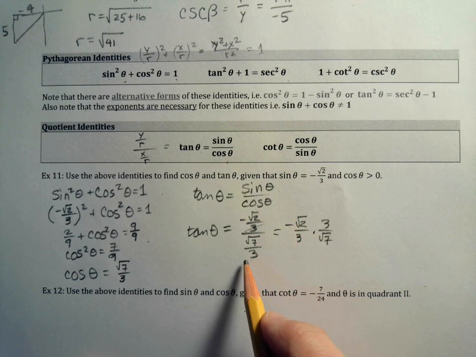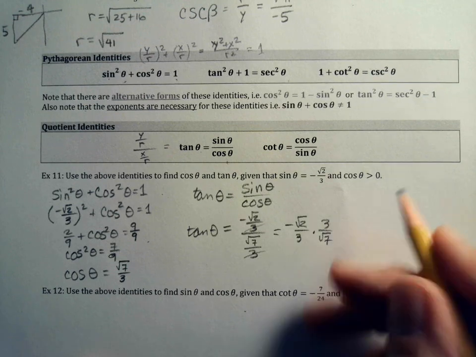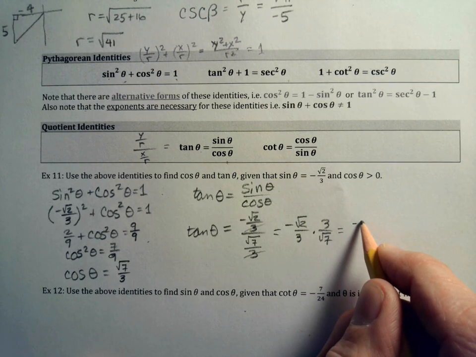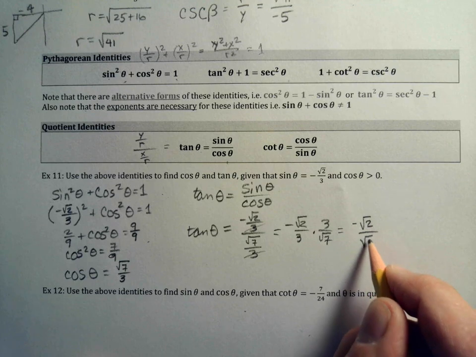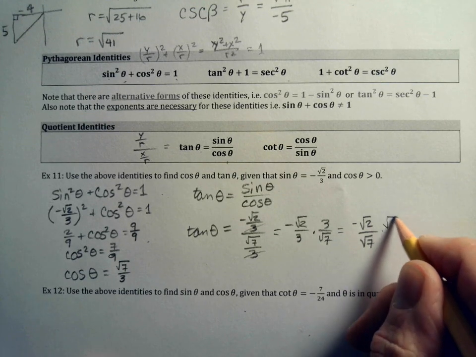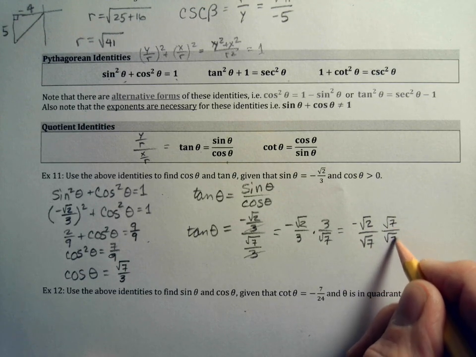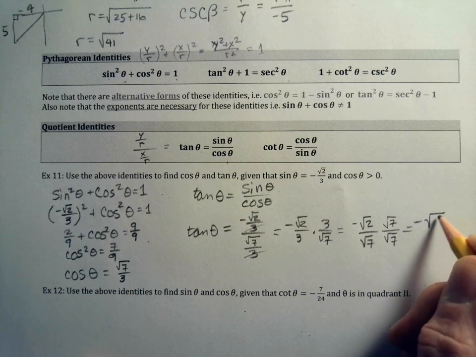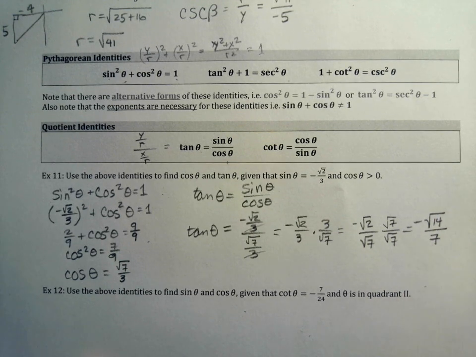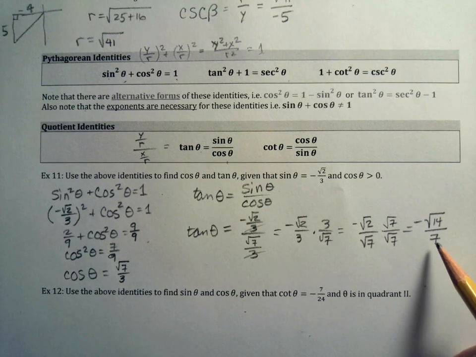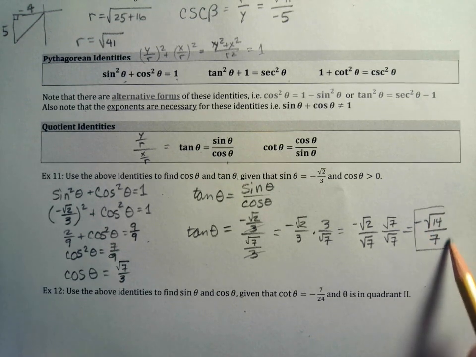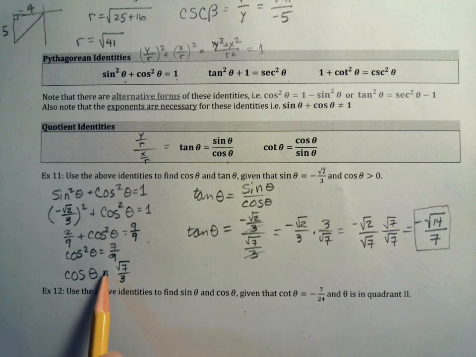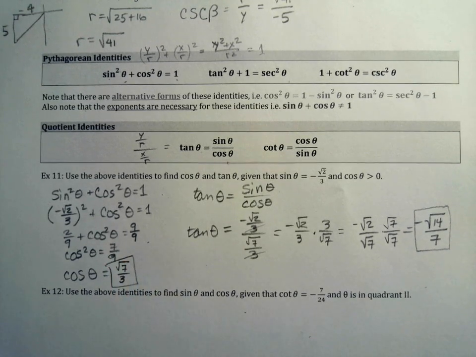We can say this 3 cancels with this 3, and that simply gives us negative square root of 2 over square root of 7. Of course, we have to multiply square root of 7 and square root of 7, and so that's negative square root of 14 over 7. We would like it to have no radicals in the denominator. So those are our two answers in that case. Again, we're just using identities. Same type of problem as 8, 9, and 10, but they want us to specifically use the identities.